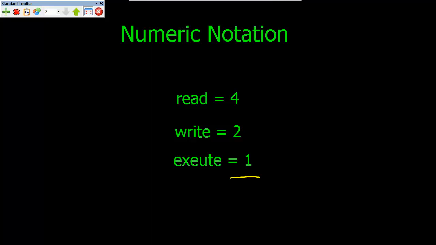So far, when we've set permissions, we've used letters to represent the various permissions. So R represented read, W represented write, and X represented execute. We can also use numbers to represent the permissions. Sometimes this is easier, especially when you're creating a directory for the first time and you want to set all the permissions at once.